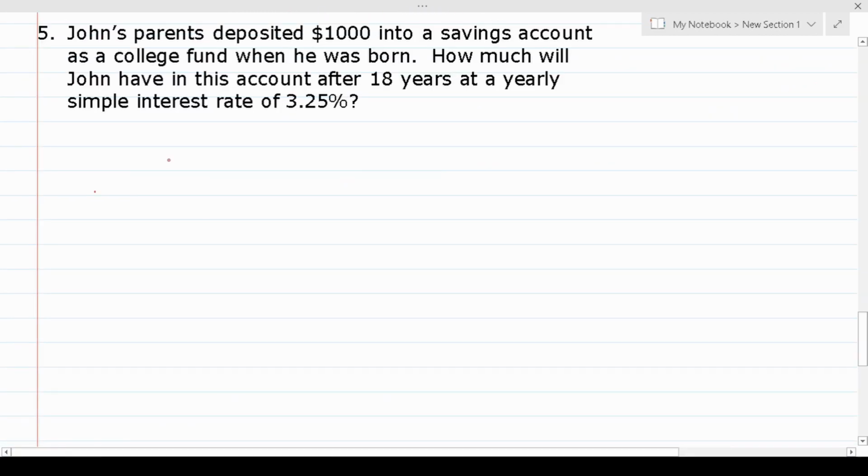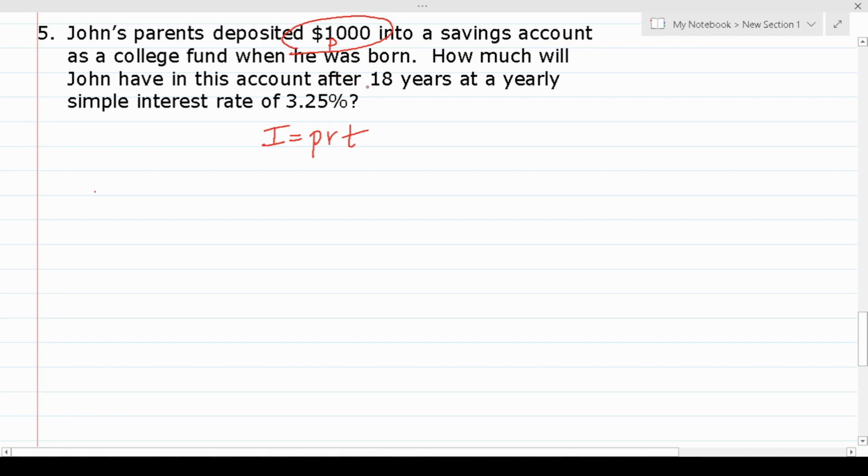All right, number 5 says John's parents deposited $1,000 into a savings account as a college fund when he was born. How much will John have in this account after 18 years at a simple interest rate of 3.25%? So let's go ahead and write down the formula for simple interest. That's I equals P times R times T. Let's identify what we have. We know they deposited $1,000, so that's our principal.